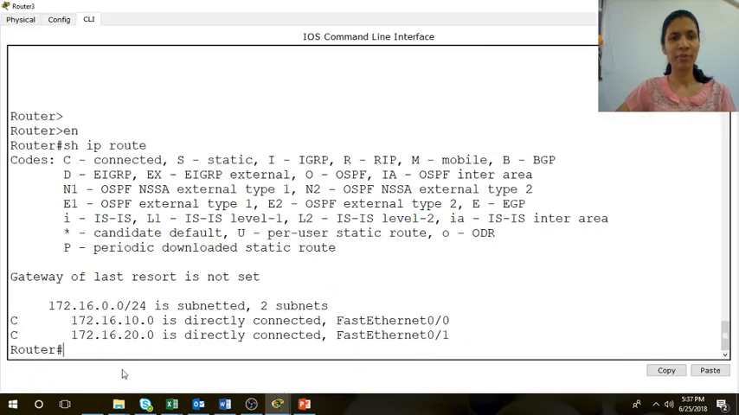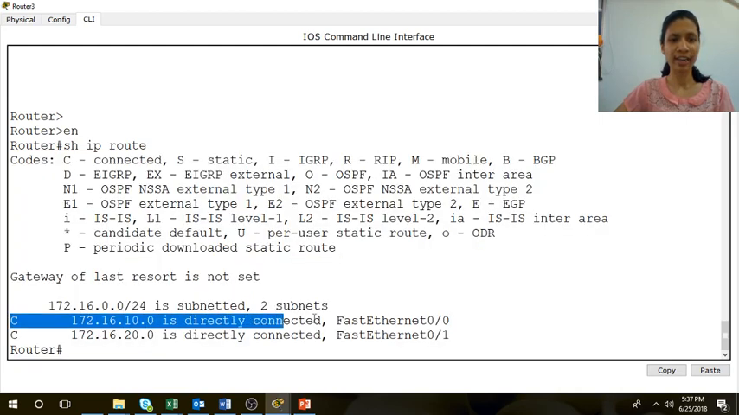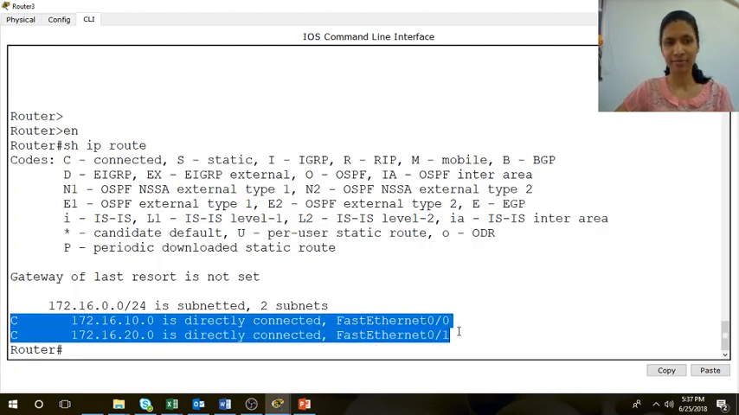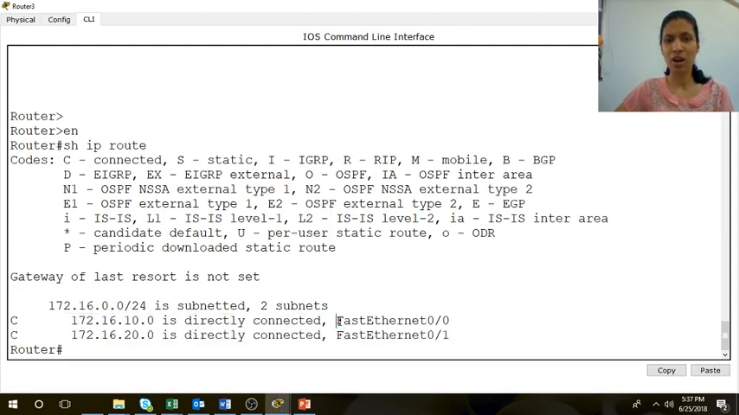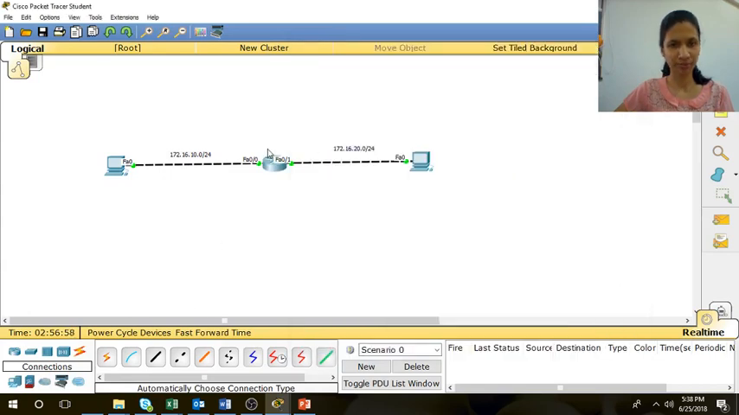So I have used the show ip route command on my router. This is the routing table that is present on the router. I have not created any routing table, but this is the default routing table which is present. In the default routing table, we are going to have the directly connected route information present. So my router has two directly connected routes. One is present on the FastEthernet 0/0 interface, and the other network is present on the FastEthernet 0/1 interface. This information is present by default on my router.